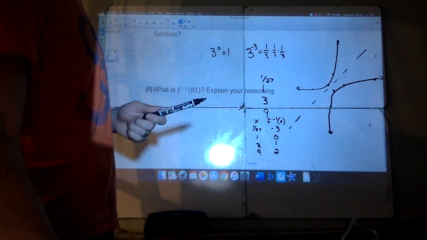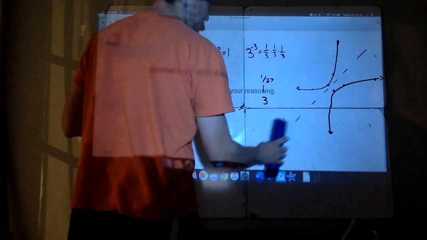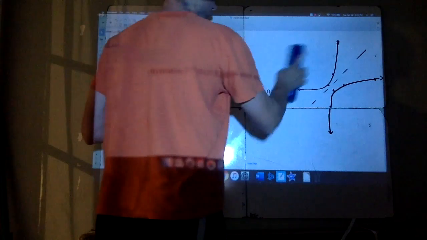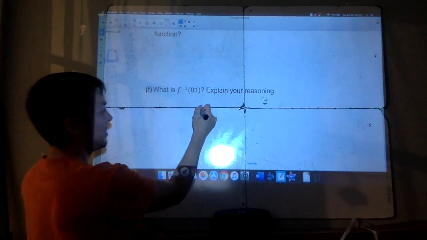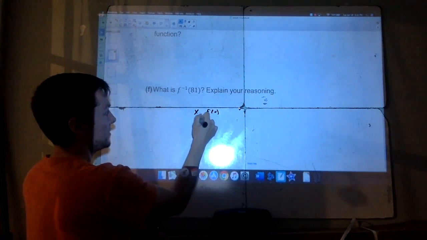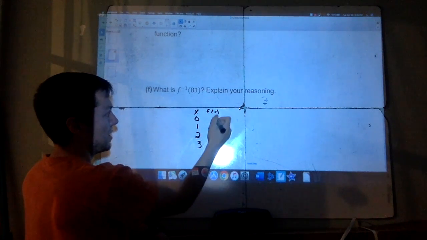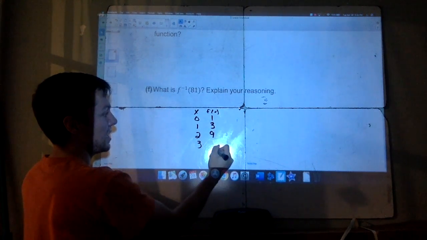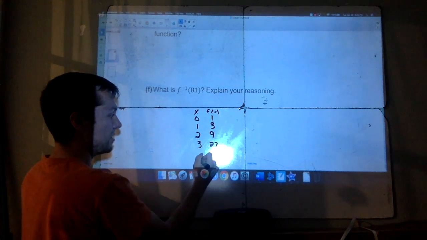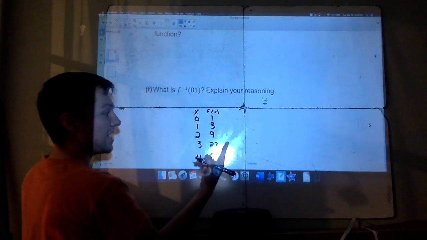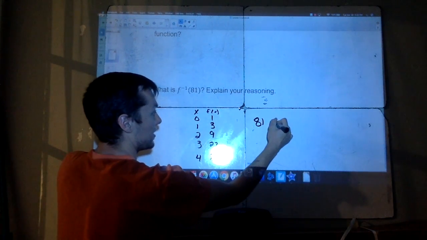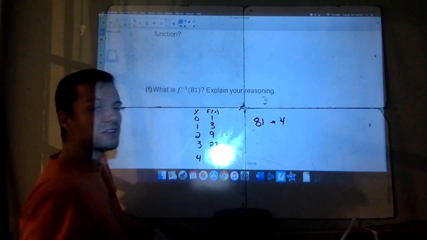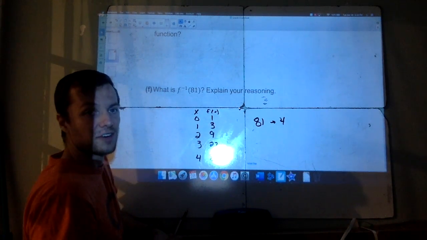Explain your reasoning. So to do that, let's just make our regular table because that's a little easier to deal with. X and f of x. So we went 0, 1, 2, 3. So we went 1, 3, 9, multiplying by 3, 27. And 4 gave us 81. So if we flip those, 81 would give us 4. So our answer, f inverse of 81, is 4.